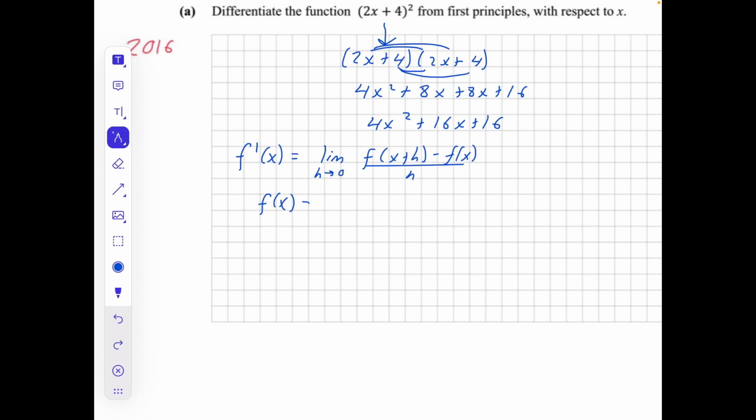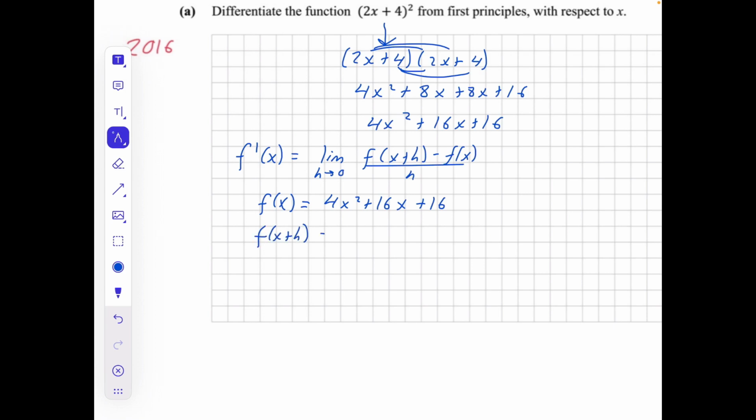Okay, we're going to write down what our f of x is. So we're going to write it down in our simplified version. So I'm going to forget about that 2x plus 4 to be squared, and instead write down 4x squared plus 16x plus 16.